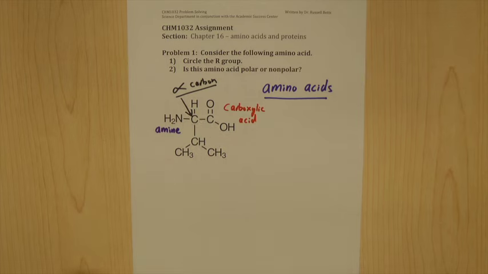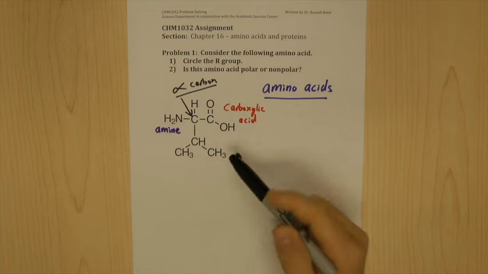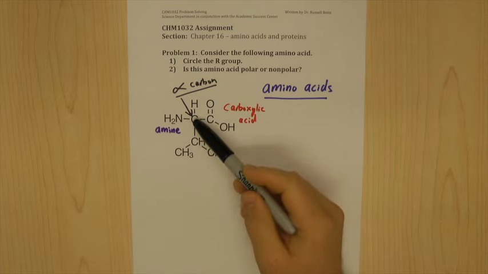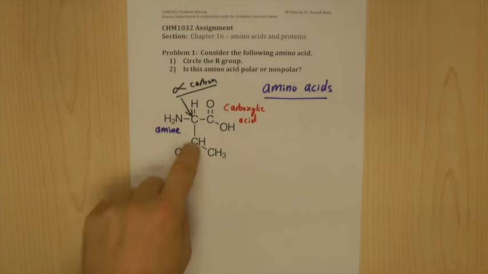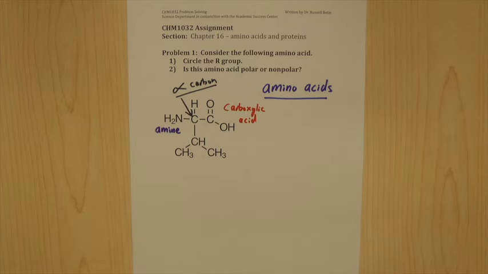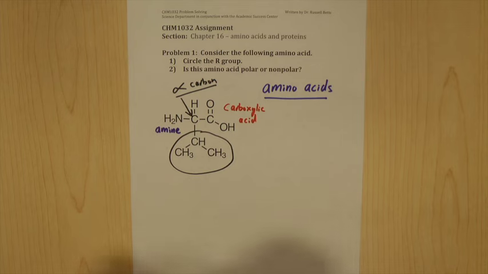Always, always, always. Where it differs is the non-hydrogen group on the alpha carbon. Now I said the non-hydrogen group, it could be hydrogen. There is an amino acid called glycine that has two hydrogens on the alpha carbon. This is not glycine, this is an amino acid valine. Notice this group right here. This is the R group. The R group is the group coming off of the alpha carbon that is not the hydrogen. So I circled the R group.